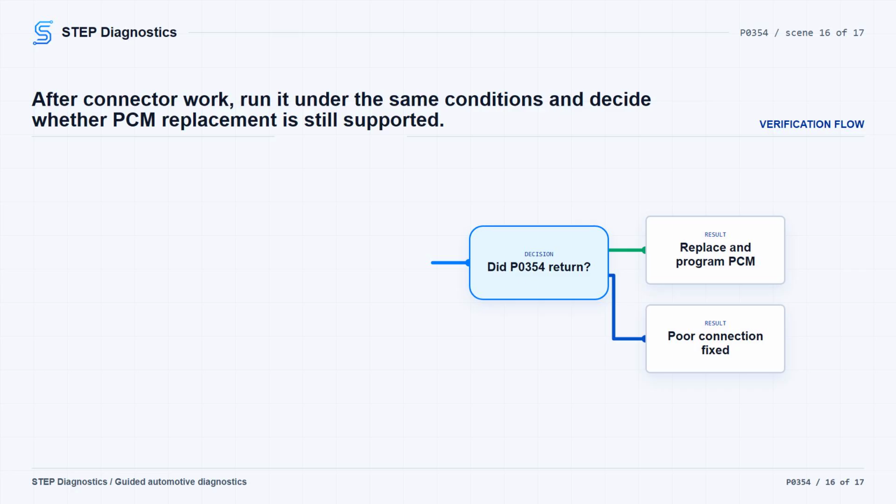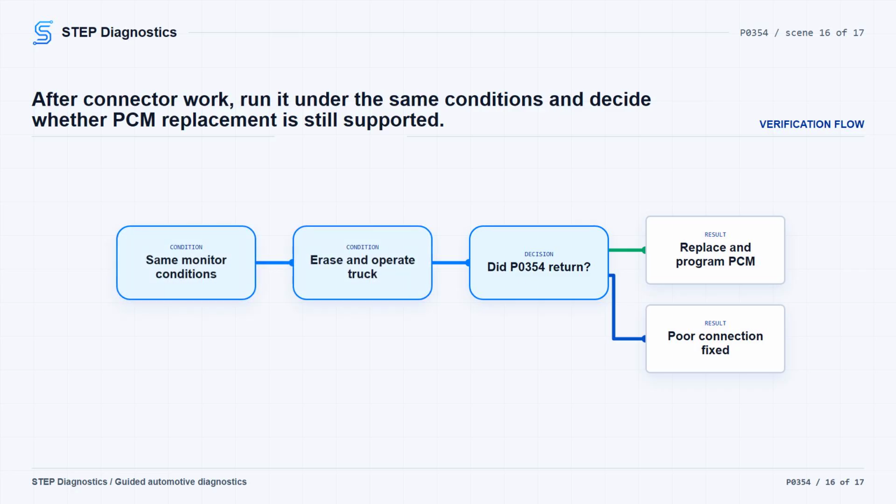Erase the codes, test drive or operate the vehicle under the monitor conditions, and read codes again. If P0354 returns after those connection checks, replace and program the PCM, then verify the repair and confirm the code stays gone. If it does not return, the wiring or poor connection problem has been repaired.